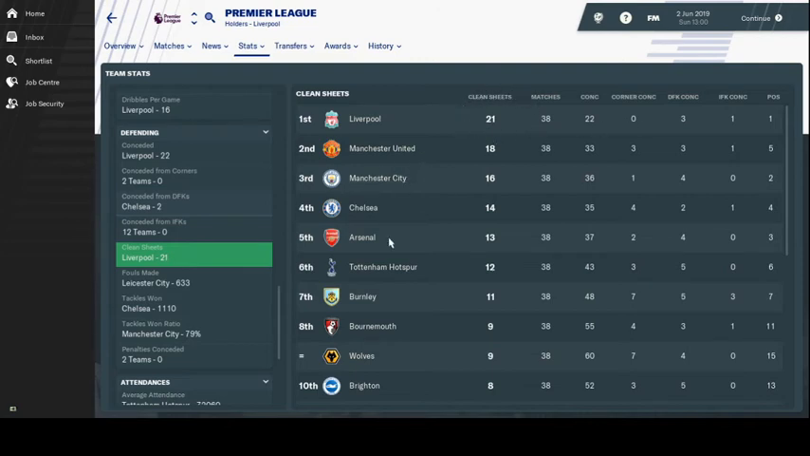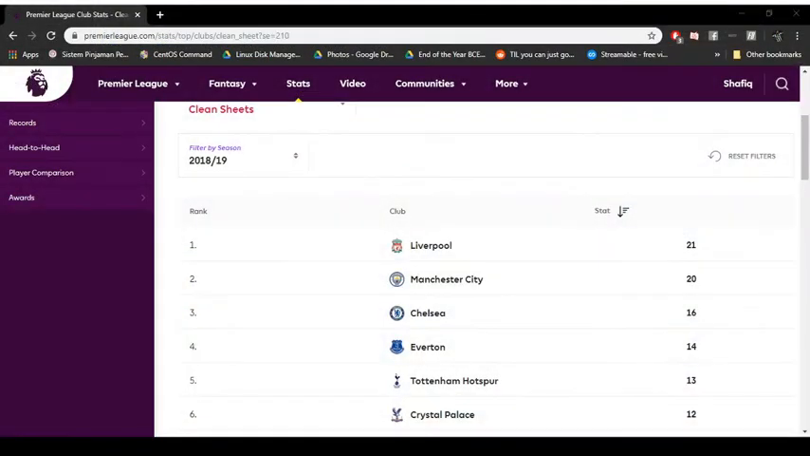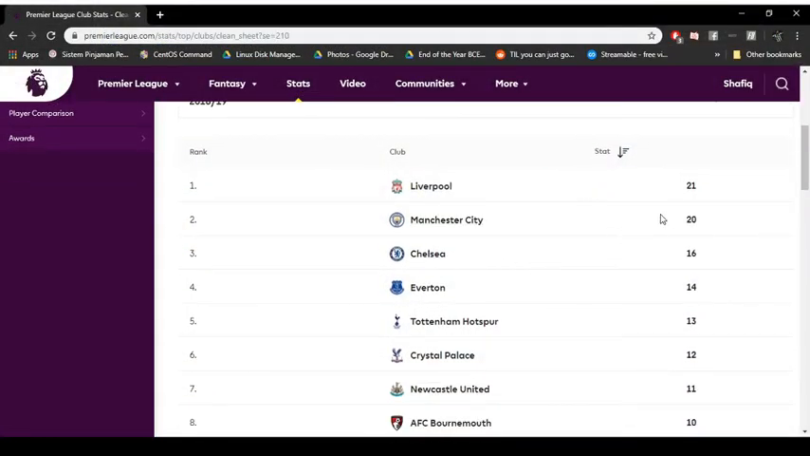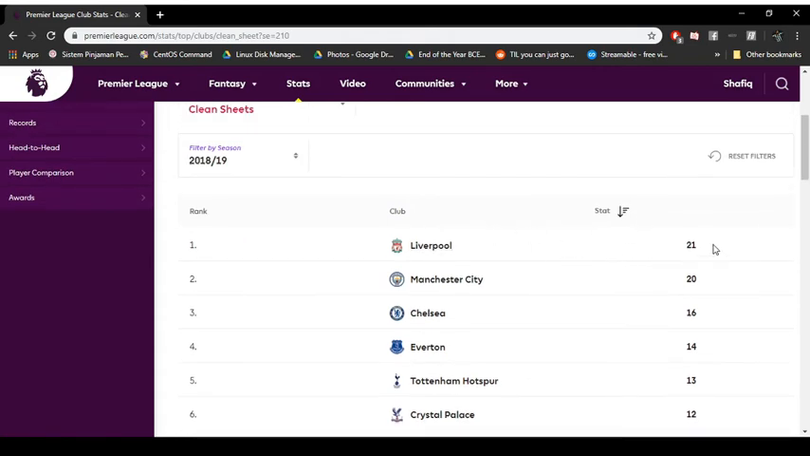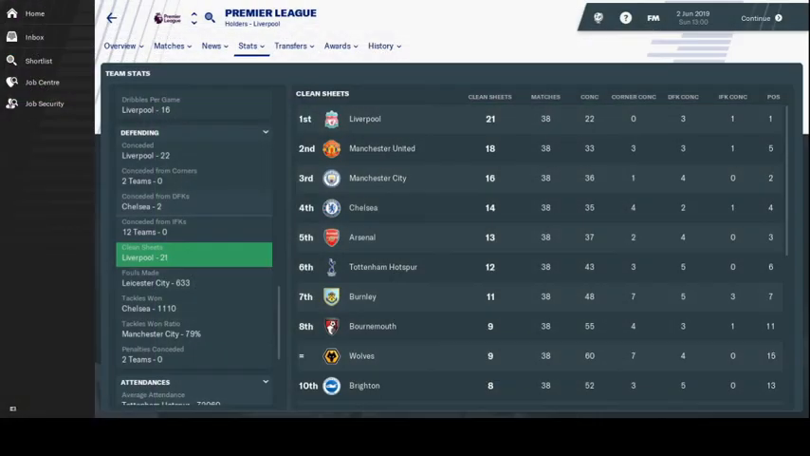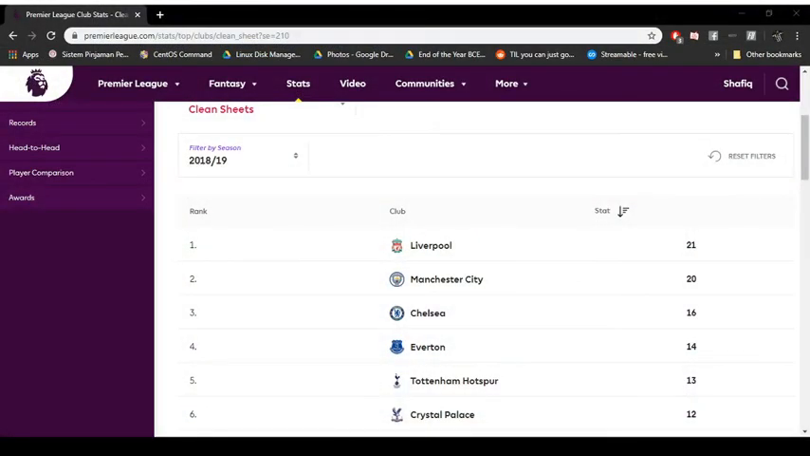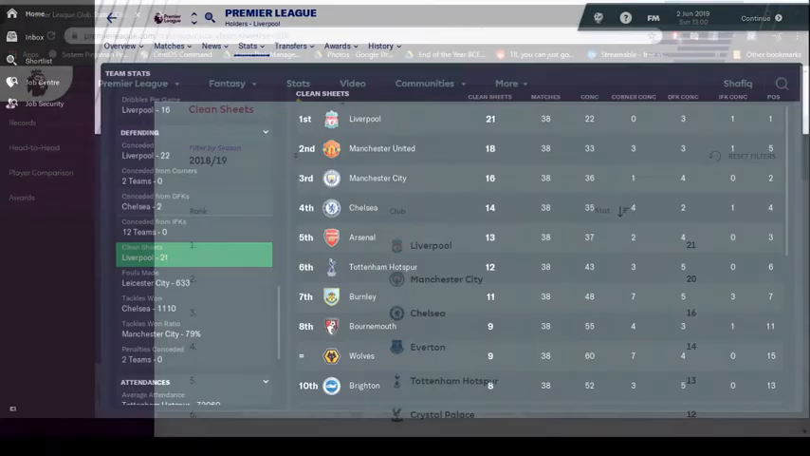So let's compare that with the real results. Wow, astonishingly, it is the same as last season's result. Liverpool collected 21 clean sheets, while the second was Manchester City with 20, followed by Chelsea with 16 and Everton with 14. There are some differences though, with Manchester United being second in the simulation, while in real life it is Manchester City with 20 clean sheets.